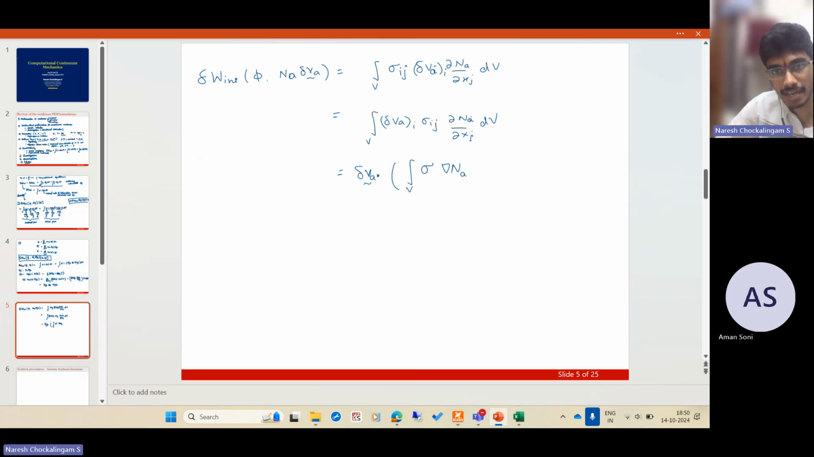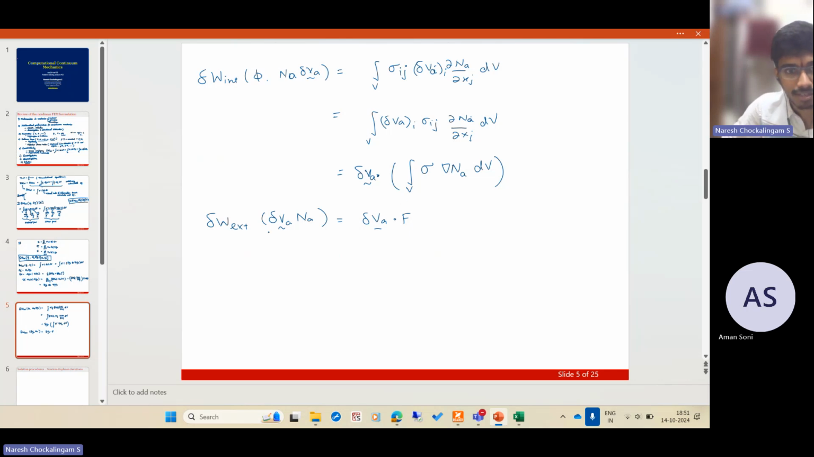Something with a j index. So it is sigma acting on this vector grad Na, integrated over dV. So this is the expression for the internal virtual work. Similarly, you also have a discretized expression for the external virtual work, and that does not depend on the current configuration. It depends only on the velocity field, which has been discretized as del VA Na. And this will also be some del VA dot some force term.